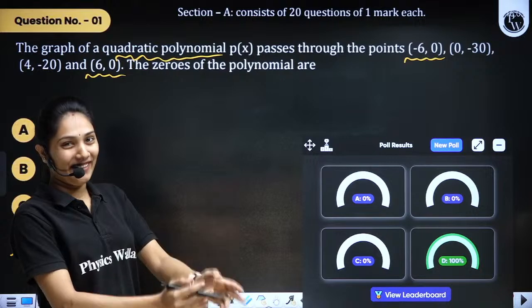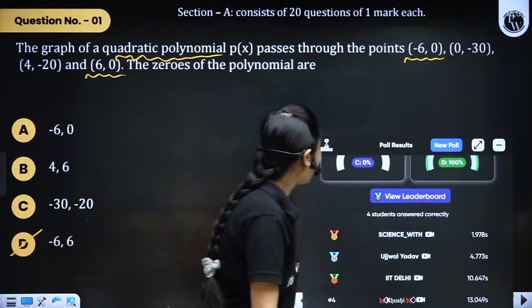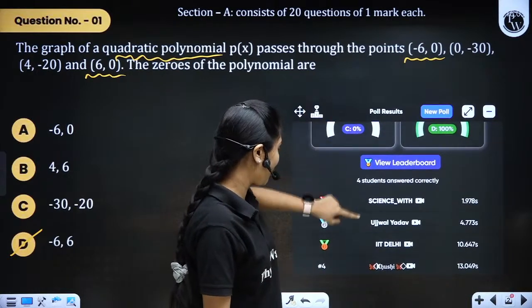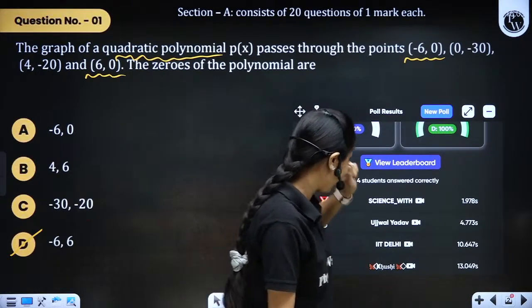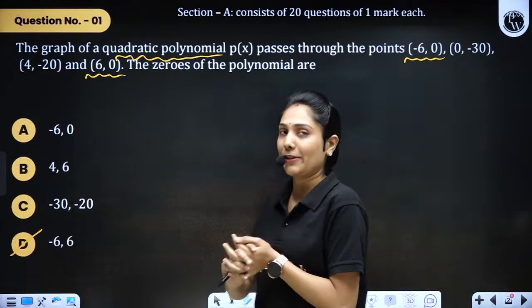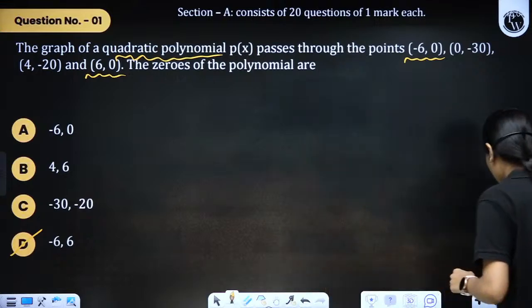100%. That's amazing. Quite impressive. Very good, Beta. Someone named Science with, then Ujjwal, and IIT Delhi, then Khushi. Very good. 100% of you are correct. It's absolutely correct, Beta. Okay.